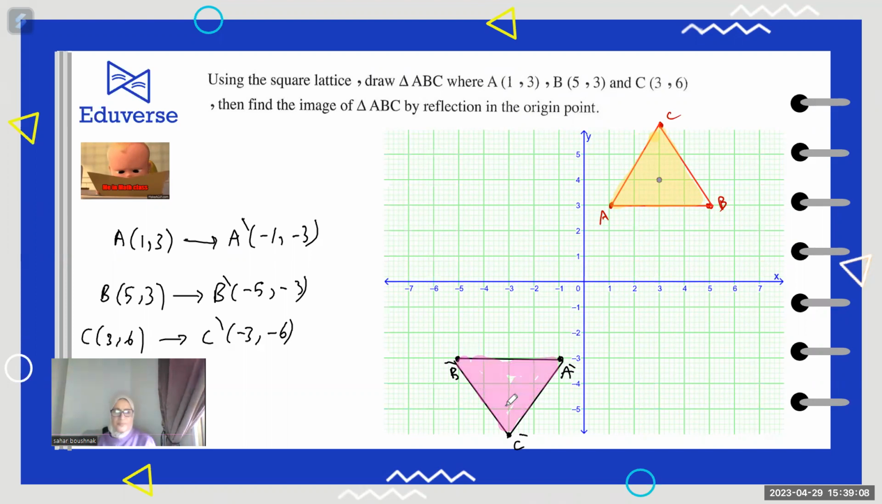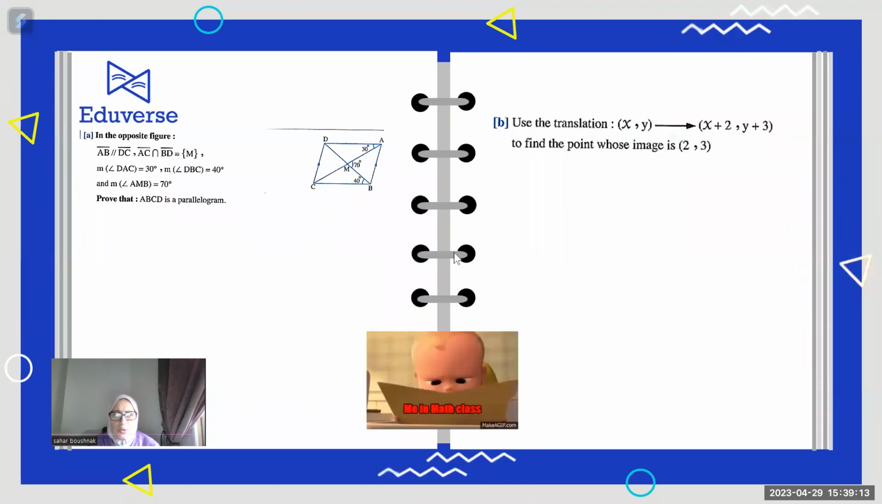So this is the image. Easy, my dear student. I hope it's easy. Let's go to the next question.